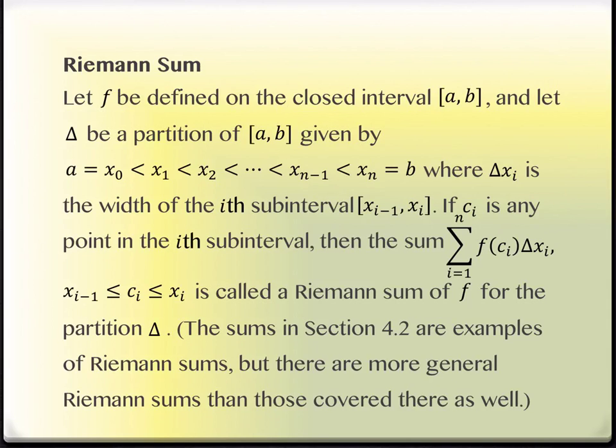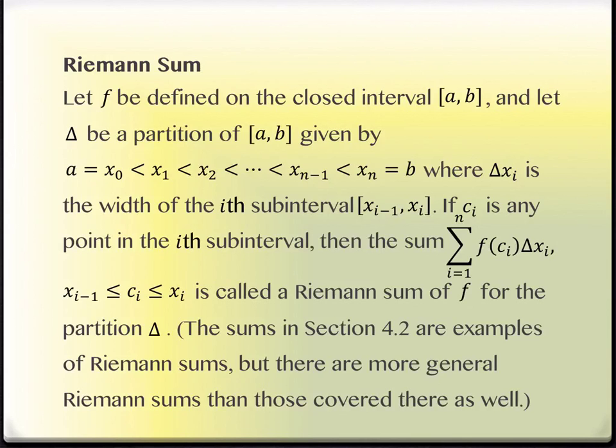All right, Riemann sums. So we're going to let f be defined on a closed interval [a, b], and we're going to let delta be a partition of that interval given by a = x0 < x1 < x2 < ... < xn = b. I'll draw you a picture. This really is not as complicated as it's worded. Where delta x_i is the width of the ith subinterval from x_{i-1} to x_i.